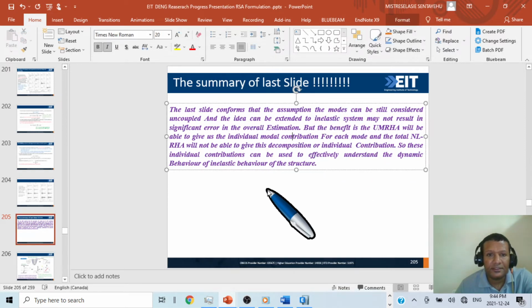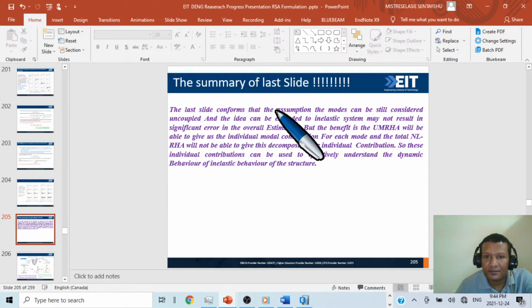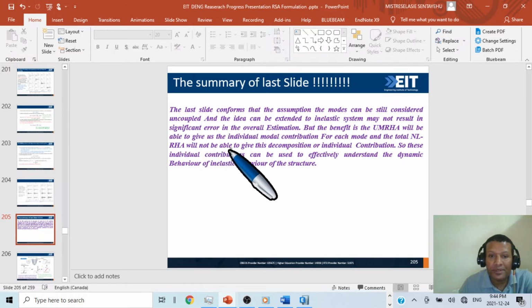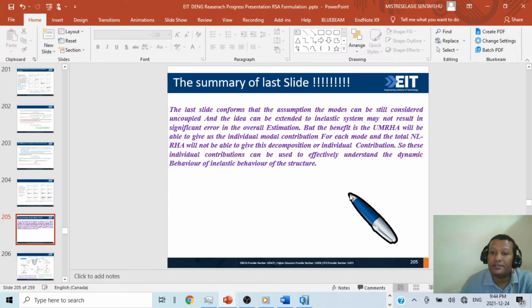the last slide confirmed that the assumption that the modes can be still considered uncoupled, and the idea can be extended to an inelastic system, may not result in significant error in the overall estimation, as we have seen. But the benefit is that UMRHA will be able to give us the individual mode contribution for each mode, as I have said, and the total nonlinear response history analysis will not be able to give this decomposition or individual contribution.